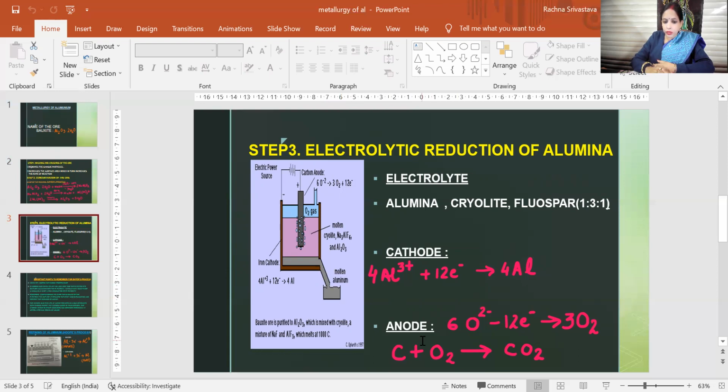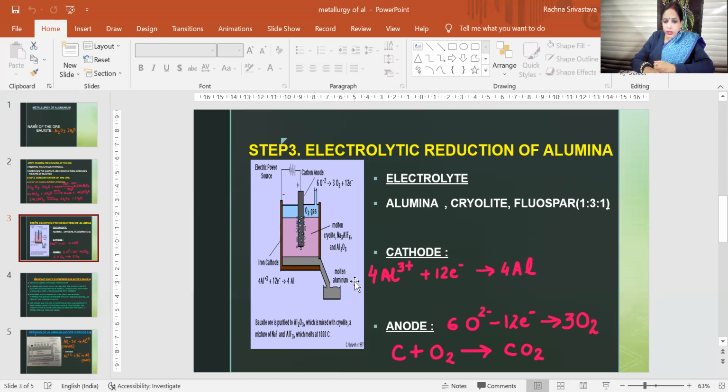Then comes your anode. At the anode, your oxide ions come and collect because it is the positive electrode of the electrolytic cell. Oxide ions lose electrons because at the anode oxidation always occurs. Due to this oxidation, loss of electrons, your oxide ions change into oxygen molecules. You can see here there is an outlet through which the oxygen gas escapes out.